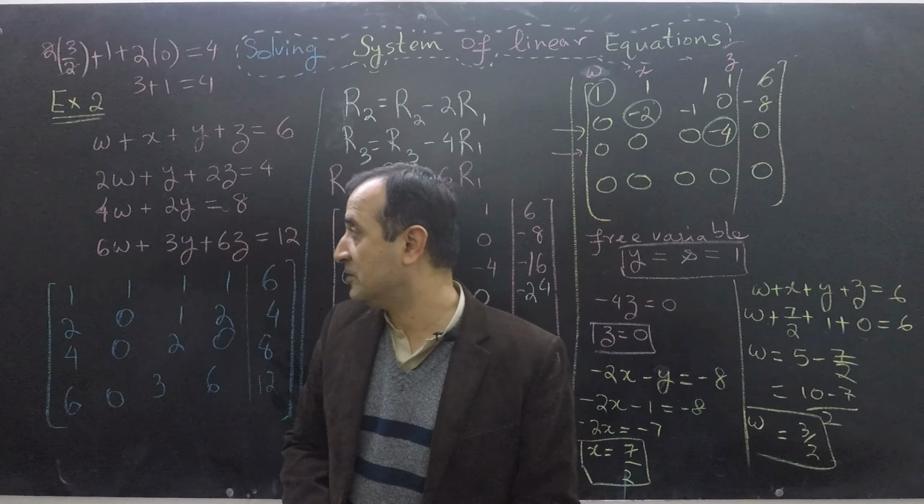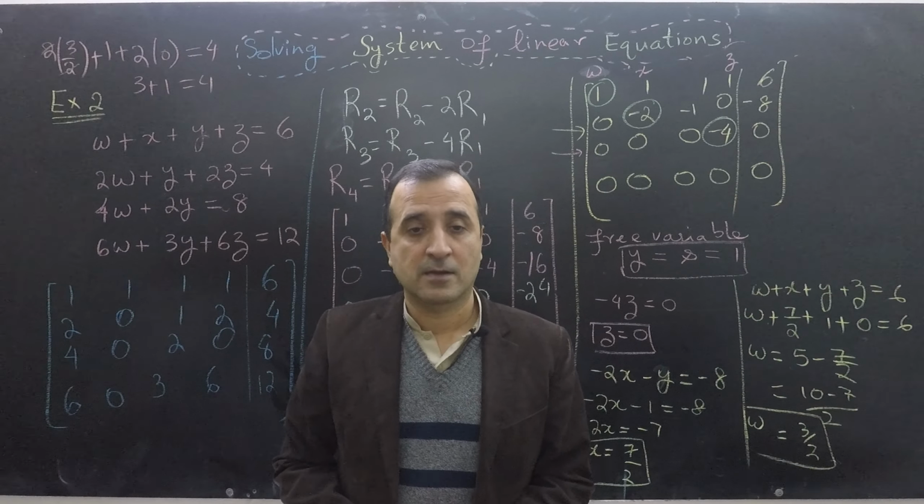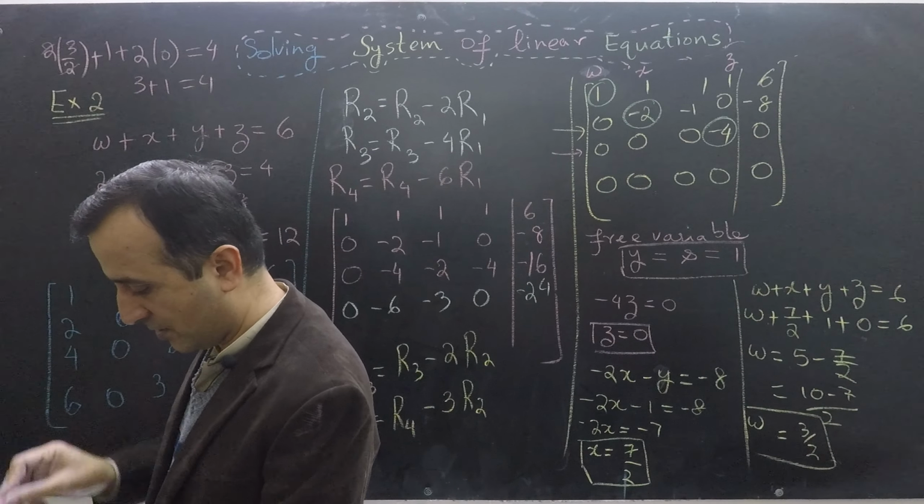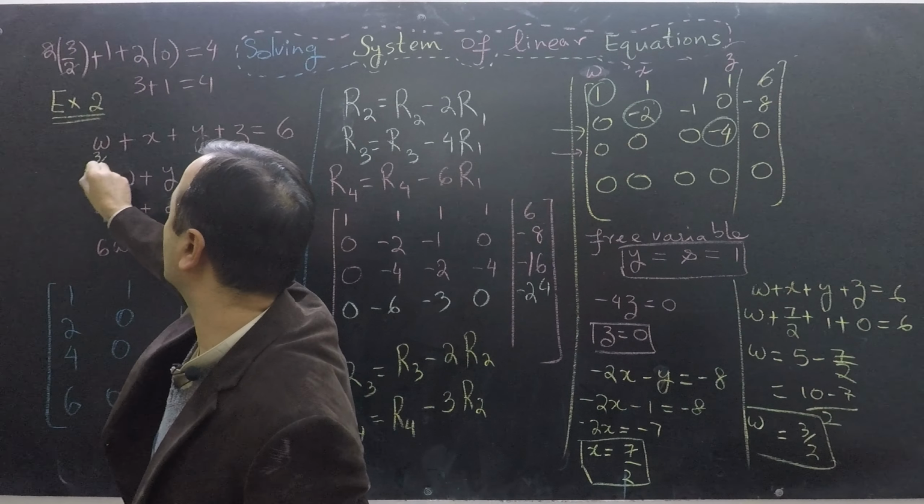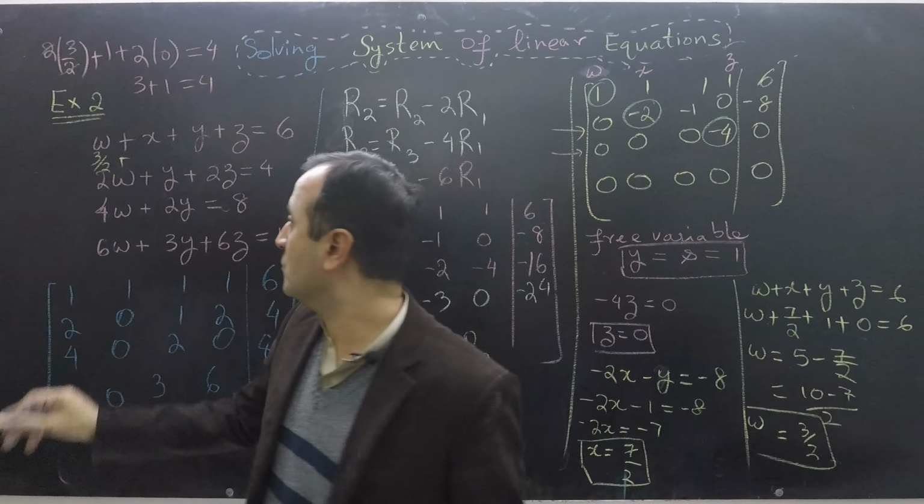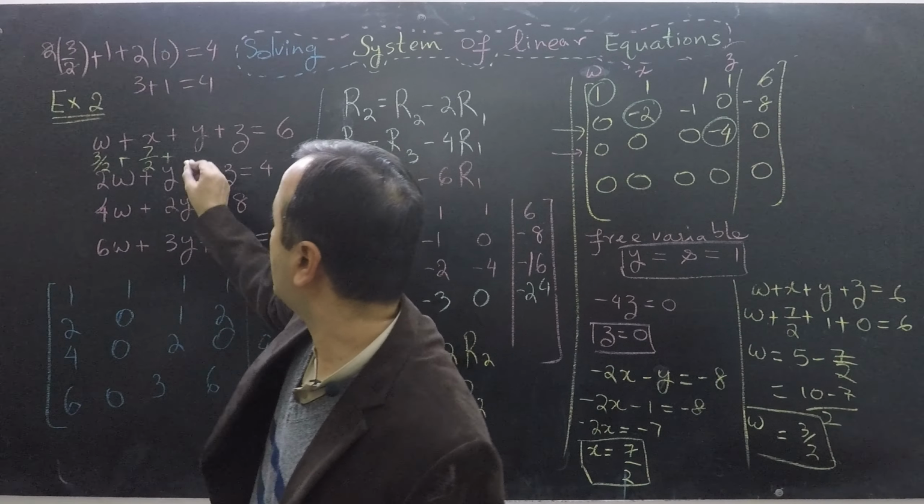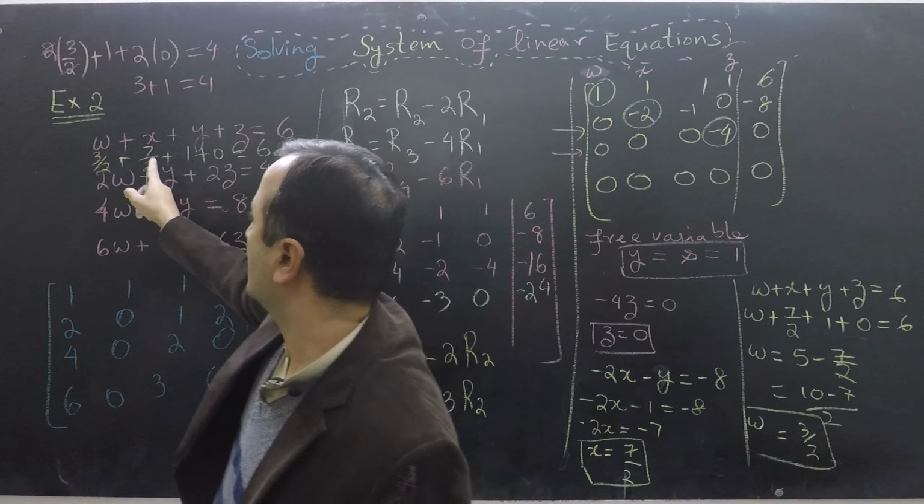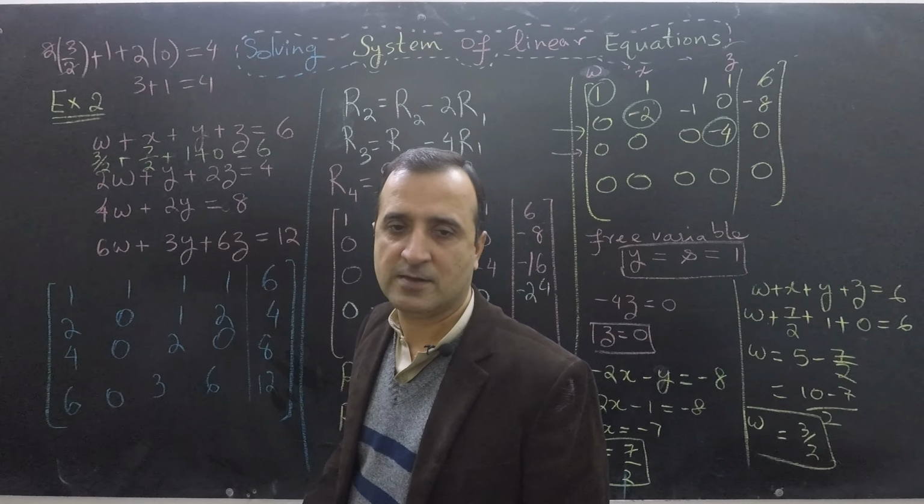And we can check the other equations also. Okay, we can check the first one. W is 3 over 2, so we get 3 over 2 here, plus X, which is 7 over 2, we get 7 over 2 here, plus Y, which is 1, plus 0 equals 6. So 7 plus 3 is 10 over 2, which is equal to 5. So 5 plus 1 is 6, and 6 is equal to 6. So this equation is satisfied. Clapping for us.